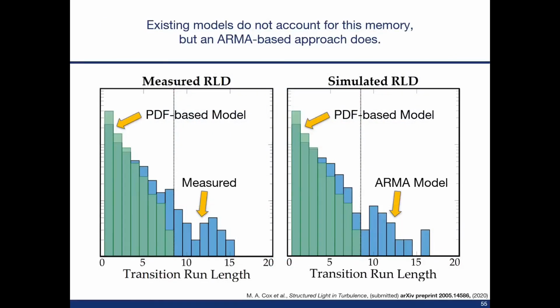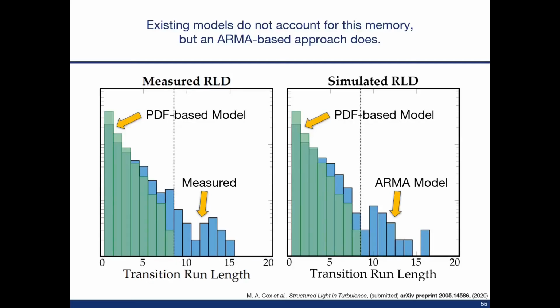Another way of looking at this phenomenon is using a run length distribution. This is simply a histogram of the consecutive number of samples the beam spends inside or outside the circle on the previous slide. In other words, this is a histogram of the length of the fades. The green bars show what is predicted using models that use a memoryless probability distribution. The more samples generated, the longer the slope, but the overall slope shape will not change.